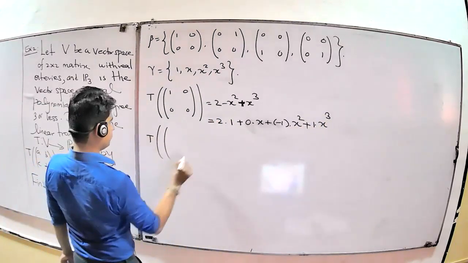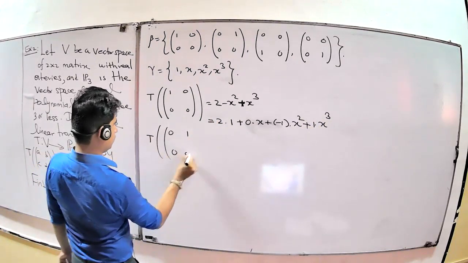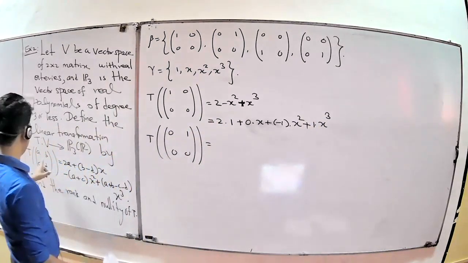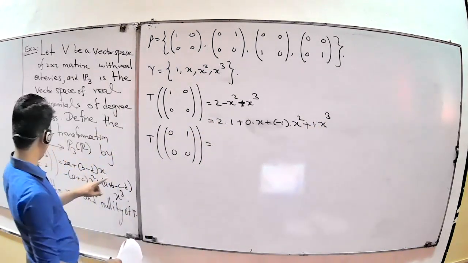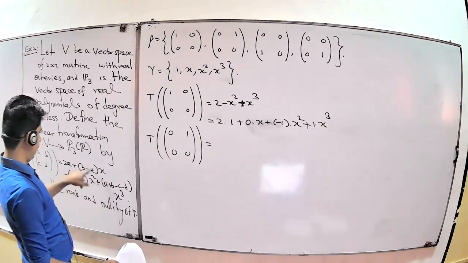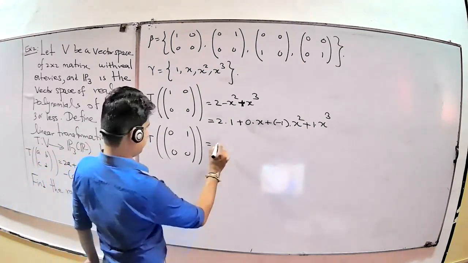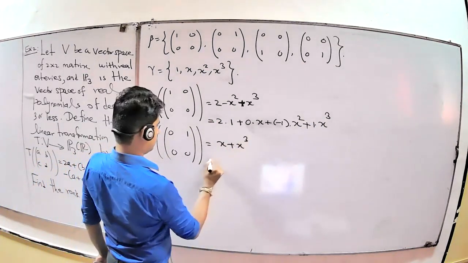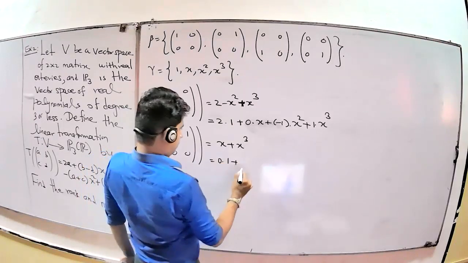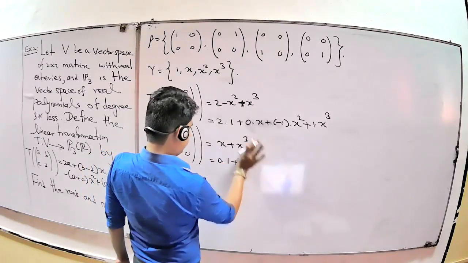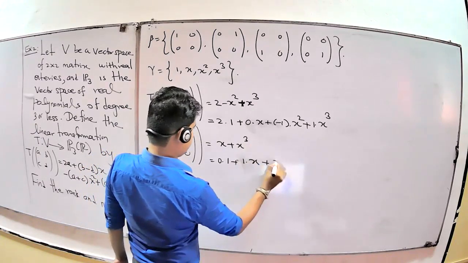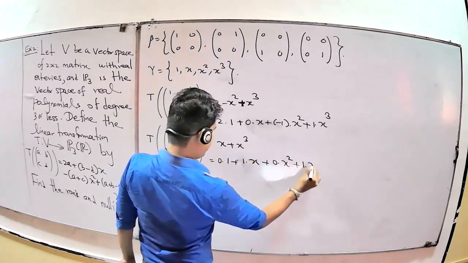T of 0 1 0 0: here B is 1, therefore you get x plus x cubed. There is no constant term, so 0 times 1, 1 times x, 0 times x squared, 1 times x cubed.